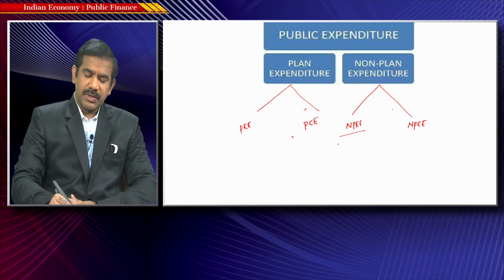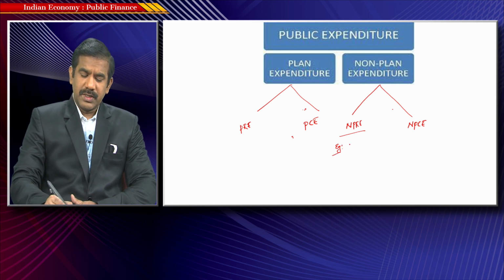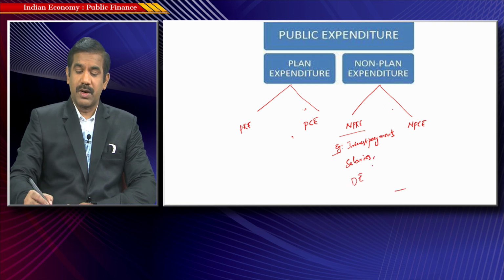Such kind of expenditure is generally what we refer to as non-planned expenditure, and if that expenditure keeps repeating, then we call it a non-planned revenue expenditure. One best example is interest payments on the loans borrowed. Interest payments on the loans borrowed, salaries, subsidies, defense expenditure, all of these could be the best examples of non-planned revenue expenditure.